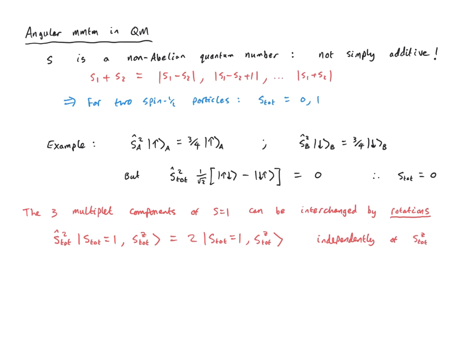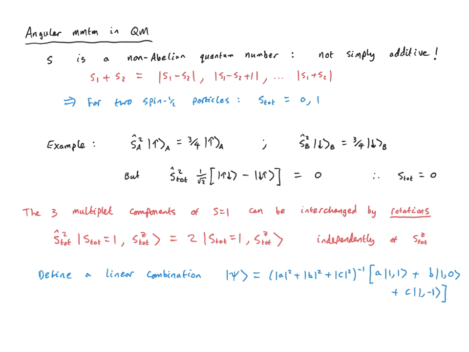So we see that all of the three multiplet components of S equals 1 are eigenstates of the total spin operator squared, and indeed they have degenerate eigenvalues independent of the Z projection. You might recall that if you have degenerate eigenstates of a given operator, then any linear combination of those states will also be an eigenstate of that operator.